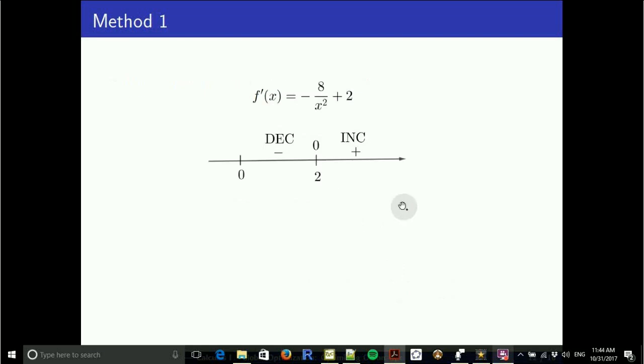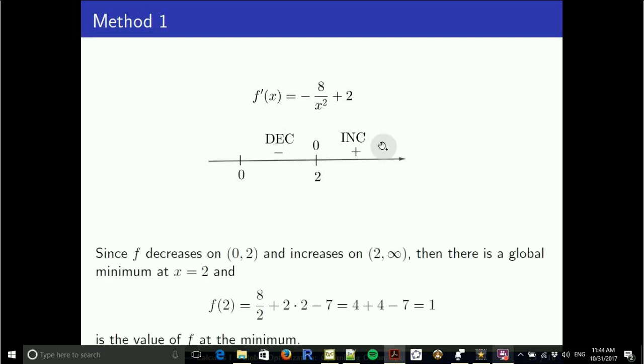We add all the previous information found in our sign chart. Notice the minus sign and the plus sign before and after 2 to indicate that f prime is negative before 2 and positive after 2. This means that the original function f is decreasing when x is less than 2, so notice the word dec on the sign chart, for decreasing, and increasing when x is larger than 2, so notice the word inc on the sign chart. Therefore, there is a global minimum at x equals 2. Its value is f of 2, which is 8 over 2 plus 2 times 2 minus 7. So that's 4 plus 4 minus 7, so 8 minus 7, so 1.